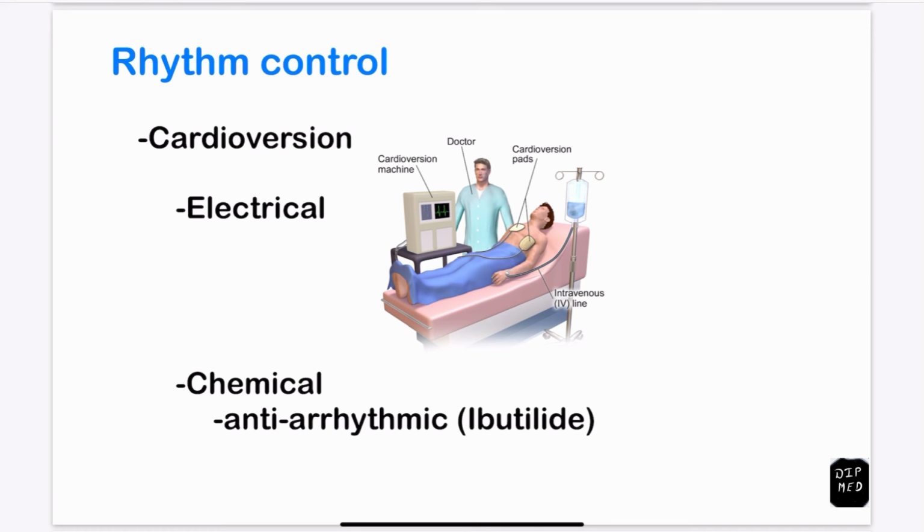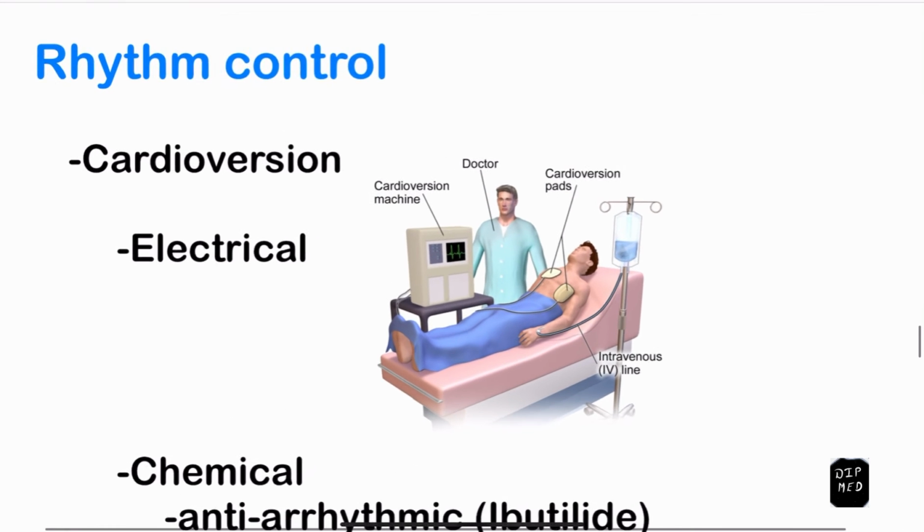And in these patients, we need to do what is known as rhythm control. The main aim of rhythm control is to restore normal sinus rhythm. And this involves doing a procedure called cardioversion, which will convert atrial fibrillation to normal sinus rhythm.